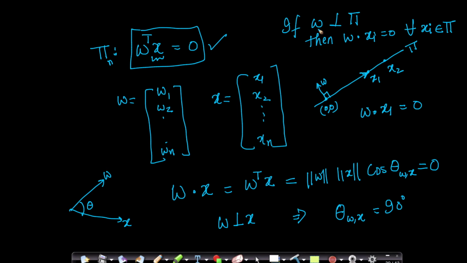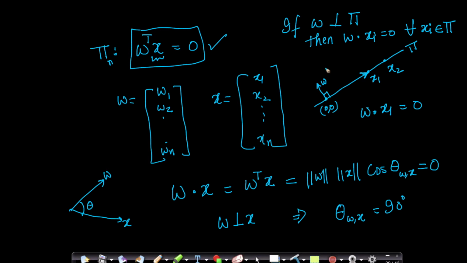Let me read it in English again. If W is perpendicular to my plane pi, then W dot xi will be 0 for all xi belonging to the plane, right? This is why it's always important to read equations in English. That simplifies things for us.